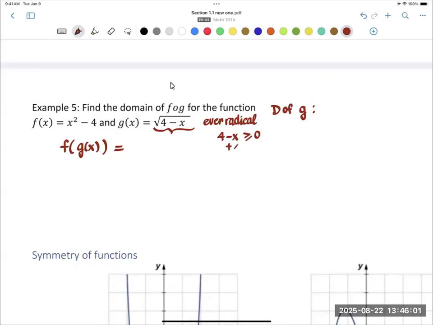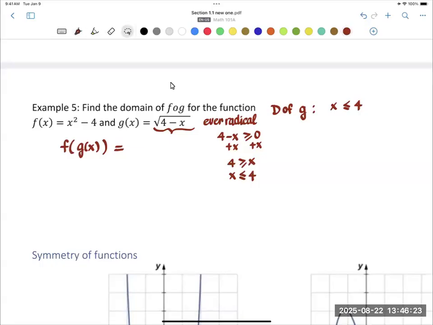And then we add the x on both sides. We will have 4 greater than or equal to x, which means x less than or equal to 4. So the domain of g is x less than or equal to 4. Now we're going to find the output of f of g of x and see what happens.